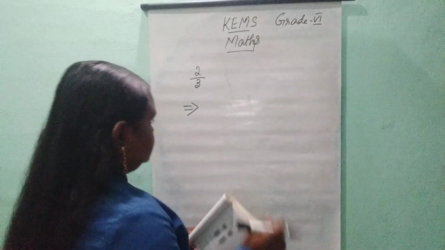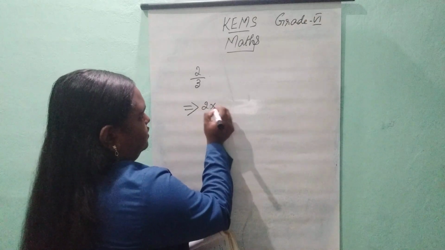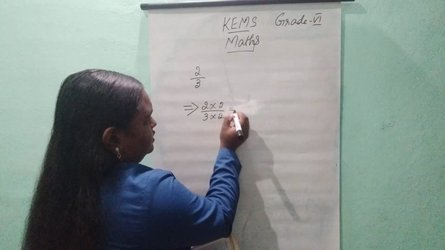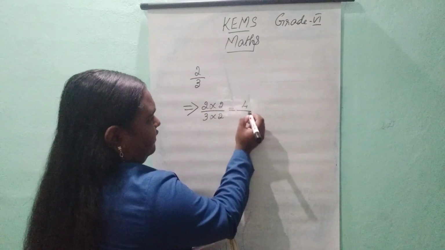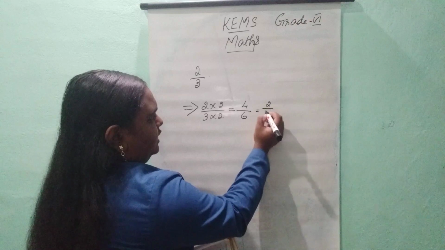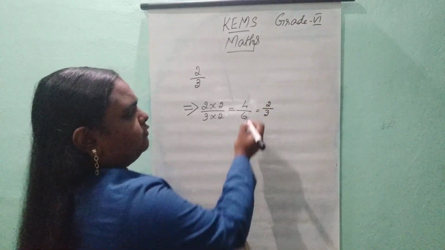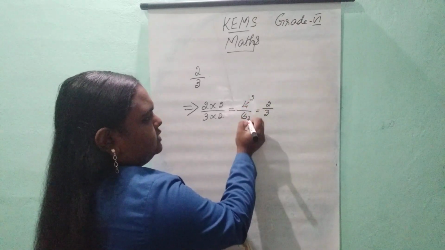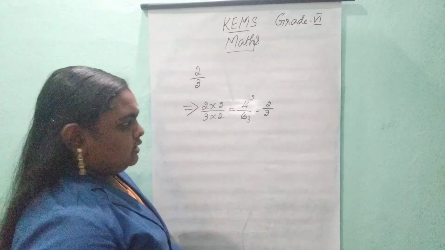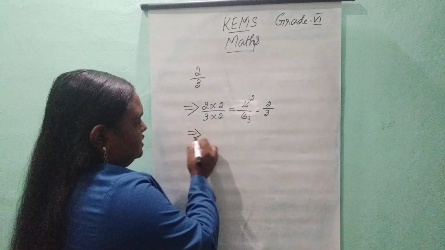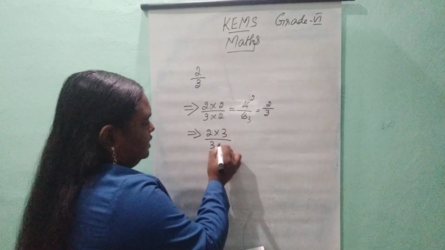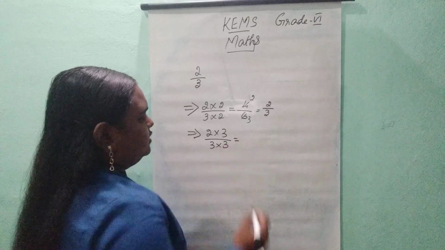So what are the answers? 2 into 2 divided by 3 into 2. So the answer is 4 divided by 6. 2 2s are 4, 3 2s are 6. So the answer is 2 by 3. Next one is 2 into 3 by 3 into 3.